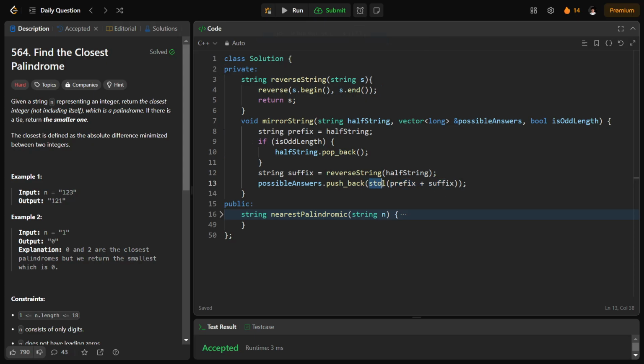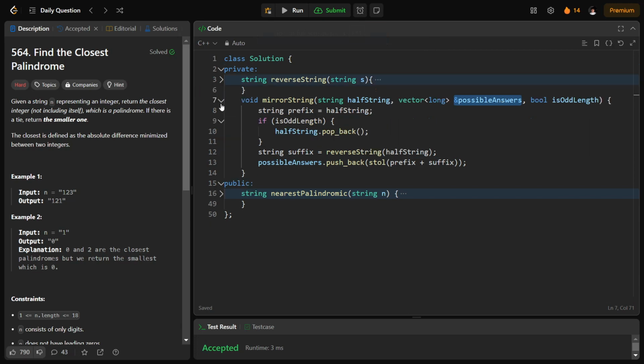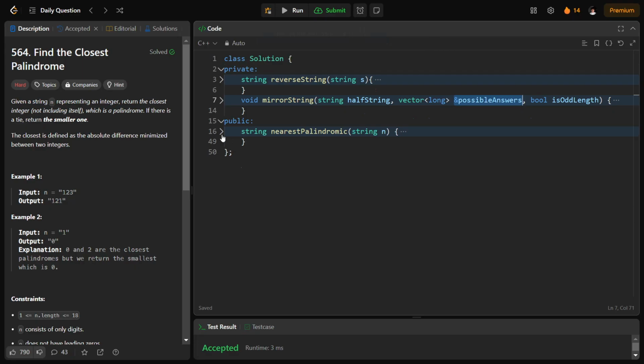And stol is basically string to long, right? This is what we are going to do, and this would give us a mirrored string, and it would directly store it into this possible answers array. And in the end, we would iterate through this possible answers array, and we would try to find the solution. So I think you're comfortable with these two functions. Now let us actually look at the nearest palindrome.